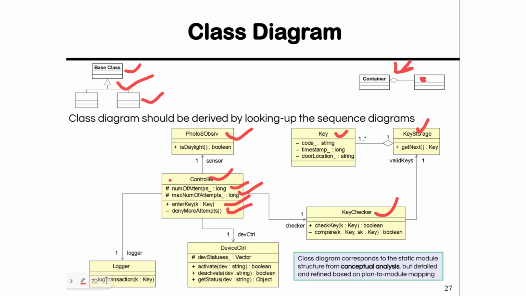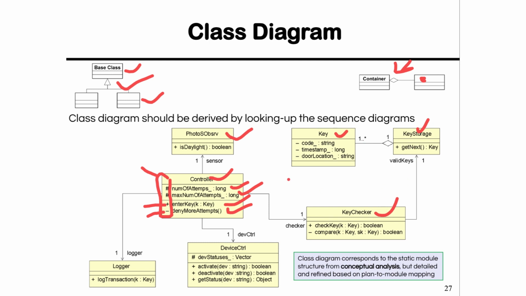These methods also have different access modifiers. We call these access modifiers. These are ways to implement information hiding in your system. This hash says this attribute or state is protected. This plus says this method is public, and this minus says the deny more attempts method is private to this controller class. The same is true for all other ones.